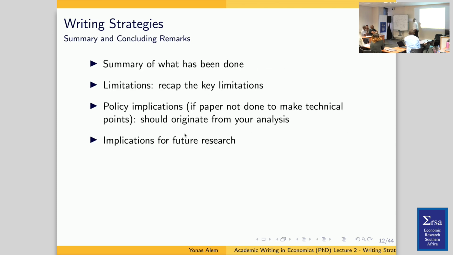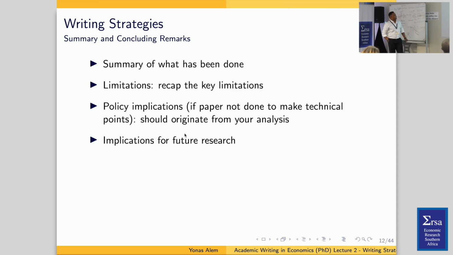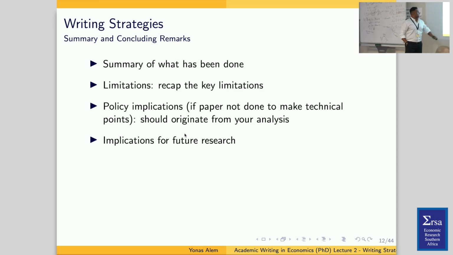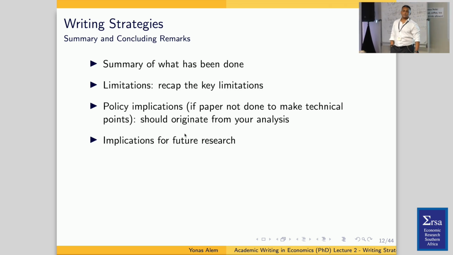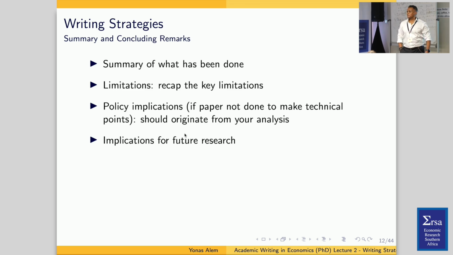Finally, the final section of the paper is the conclusion section. The conclusion is a summary of what has been done, usually one paragraph. What was the objective of the paper, what data was used, recap the key limitations and the key findings as well. Policy implications should originate from your analysis. One big problem that we see in conclusions is that people become passionate about recommending all sorts of policies that we know from textbooks. Your conclusion should originate from your analysis. Otherwise, it would be crossing the ethical line.